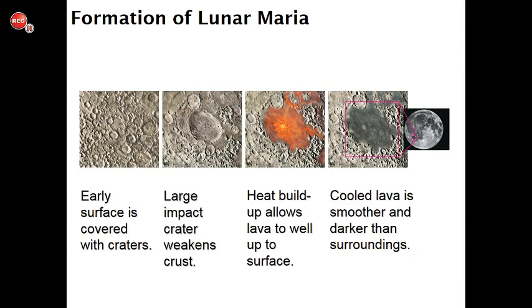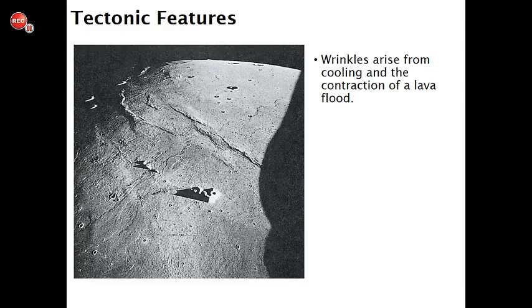So early on, there's going to be lots and lots of craters. One large impact, though, weakens the crust, and the heat that's built up there allows lava to break out. And so you're left with the large crater filled in with a lava flow. There's some evidence of tectonics, basically wrinkles in the surface. Mostly they're in lava floods where the cooling causes a contraction of the surface.